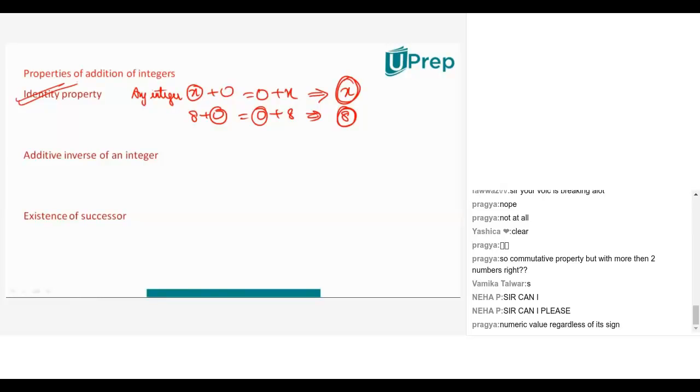I don't think it seems like any property or kind of thing. It just says it's an additive inverse of an integer. I'm not quite sure how to put it in words. Okay. Neha, put it for us. Can I please? Pragya next. Neha, go ahead.